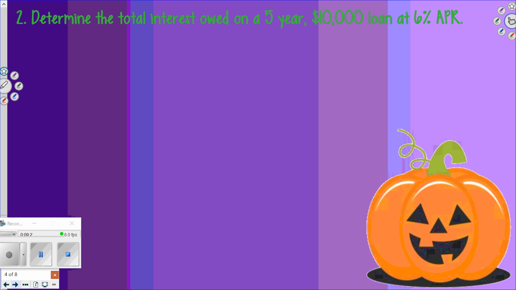All right, number 2, determine the total interest owed on a 5-year, $10,000 loan at 6% APR. Can I use a table? Joanne says yes, Amanda says no. Amanda, why'd you say no? Yeah, you'd think when you look at it, oh yeah, that'll be on the table. Those are nice numbers. Yeah, the table starts at 6.5. I know. All right, let's go back to the formula.